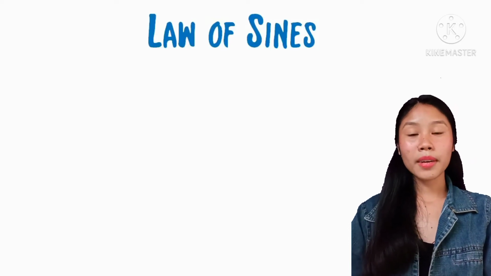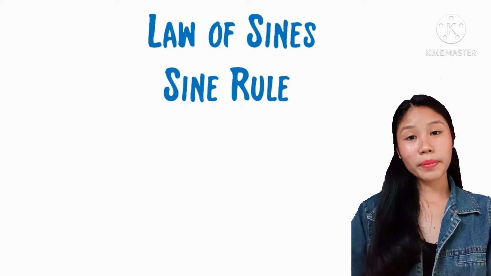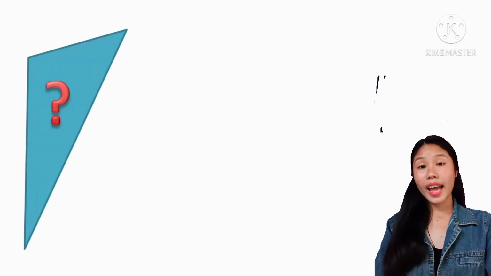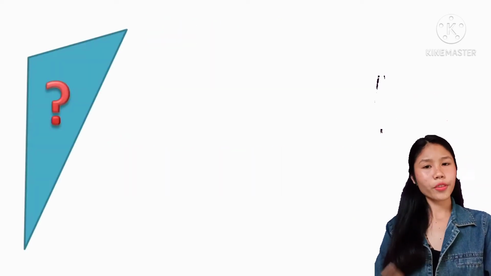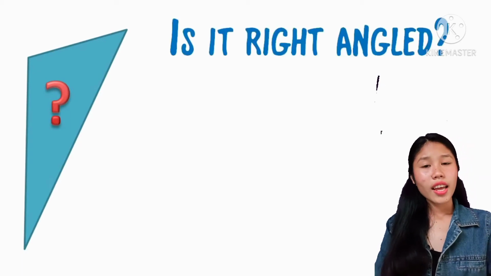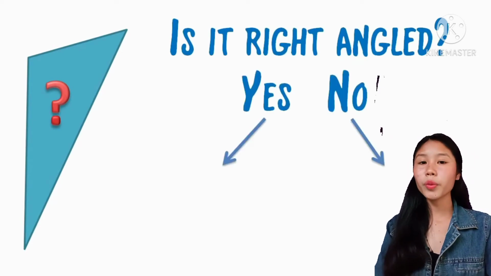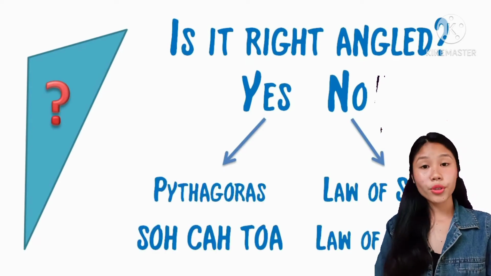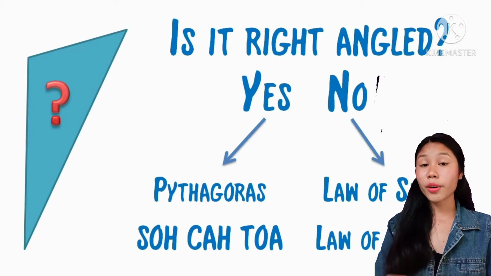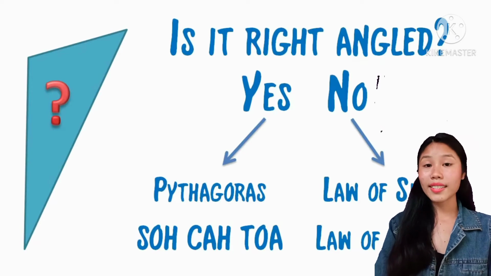This lesson is going to be about the law of sines, also known as the sine rule, and this can only be applicable to a non-right-angled triangle. Let's say we have a triangle. The first question is: is it right-angled? It will be yes or no. If yes, then you will use Pythagoras or SOHCAHTOA. If no, you will use the law of sines, also known as the sine rule, and the law of cosines, also known as the cosine rule.